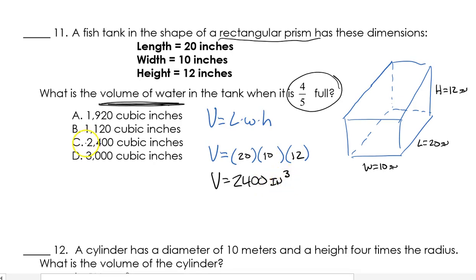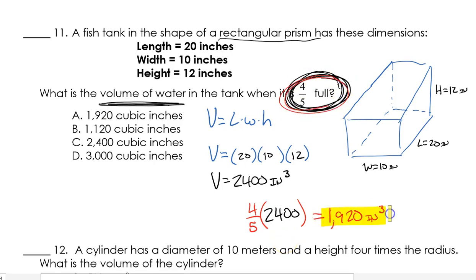Now, you may be tempted to choose answer choice C. However, remember, we must figure out when it is 4/5 full. So we're not going all the way up with the water. We're going only 4/5. So we're going to take this answer and multiply it by 4/5, giving us a total value of 1,920 inches cubed, or answer choice A.